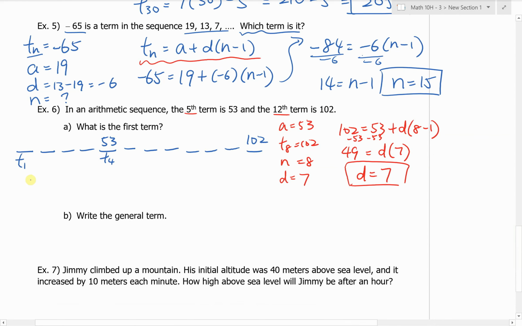So now I don't know what T1 is, but I do know the common difference is now 7, and I do know T4 is 53, and I know n is 4. So based on this information, I can figure out what T1 is.